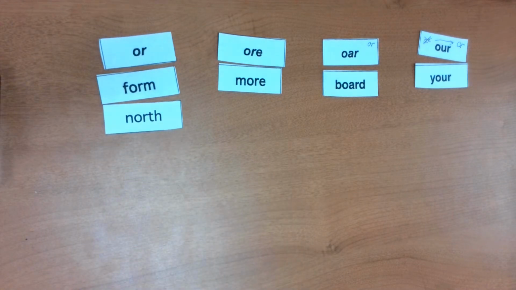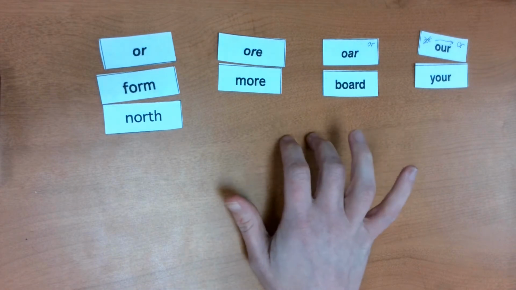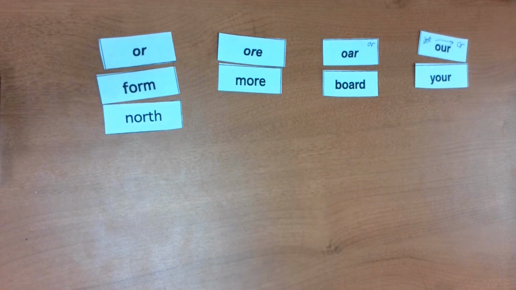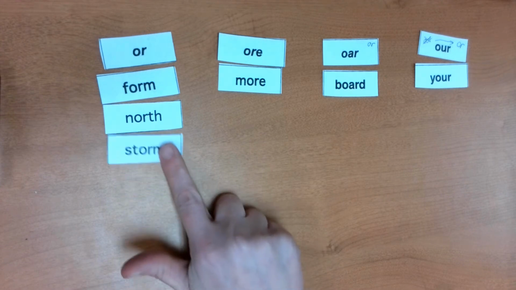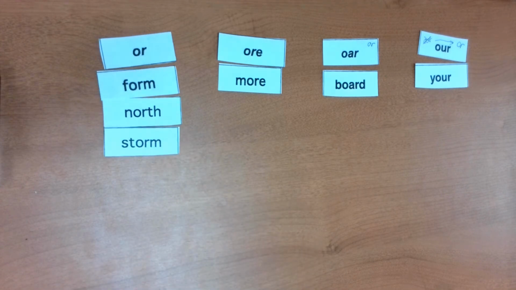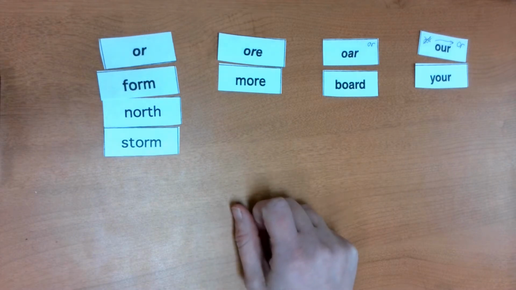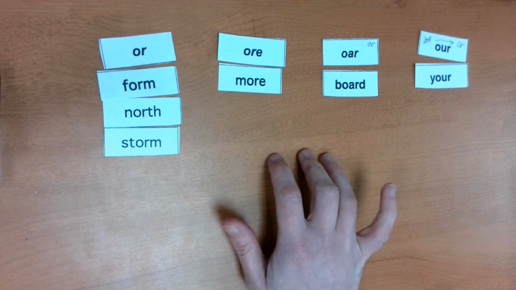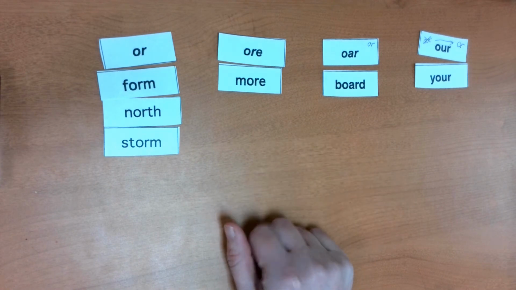My next word is storm. Tap that out with me. Storm. This one also has just a regular O-R. My next word is court, like in the volleyball court or the basketball court. Tap that out with me. Court.